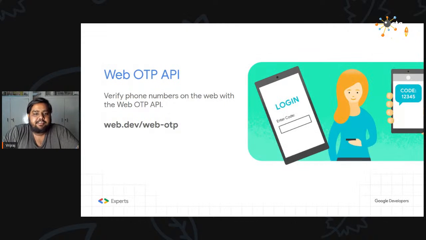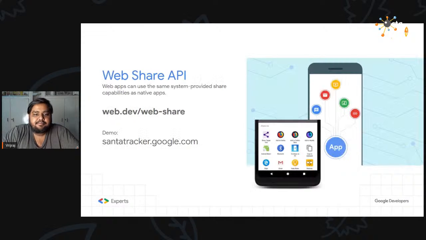And the second one is the OTP API, for verifying your phone number on web applications. Whenever you get an OTP number via SMS, you don't need to copy the OTP code and paste it into your web browser. It will automatically be caught from the messages.